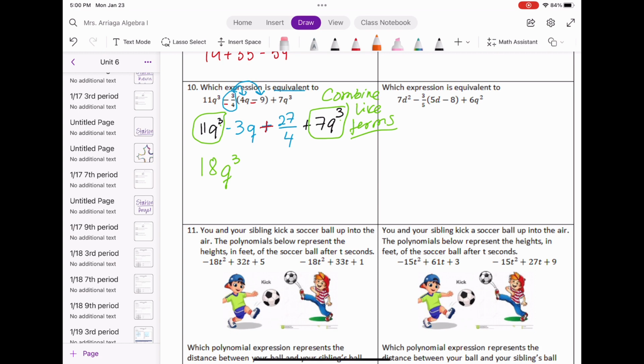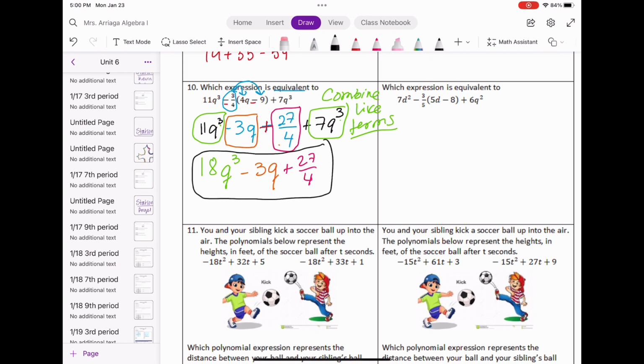Then let's combine that negative 3q. There's nothing we can combine it with, so we just leave it alone and we bring it down. And last, we do 27 over 4. We can't combine it with anything else either, so we just bring it down, and that gives us our answer. Try doing the same with 10b and see if you get it correctly.